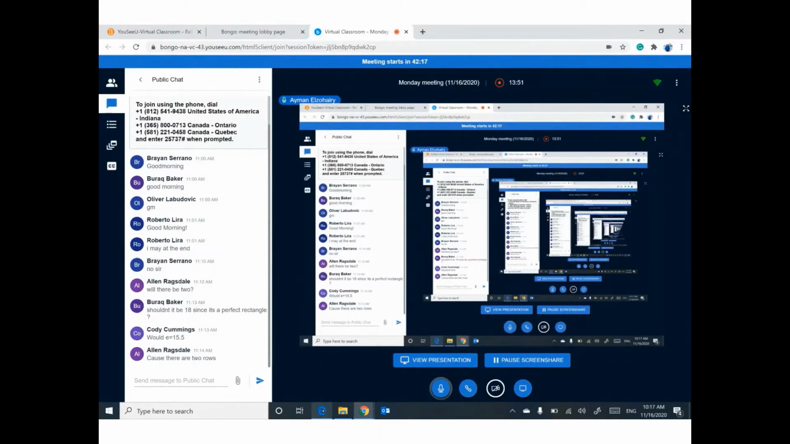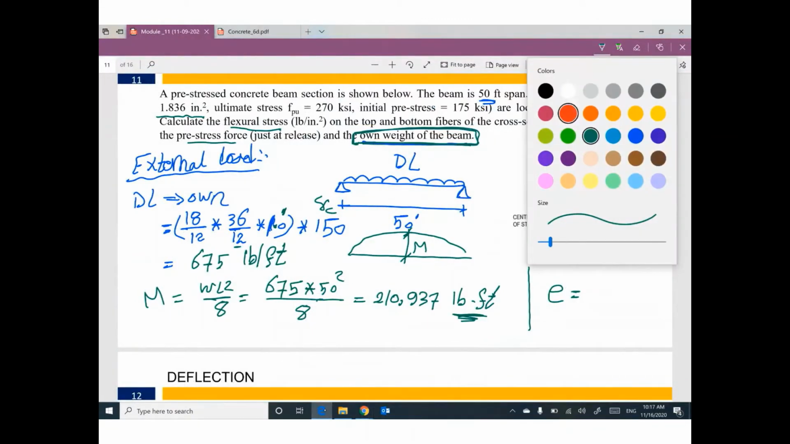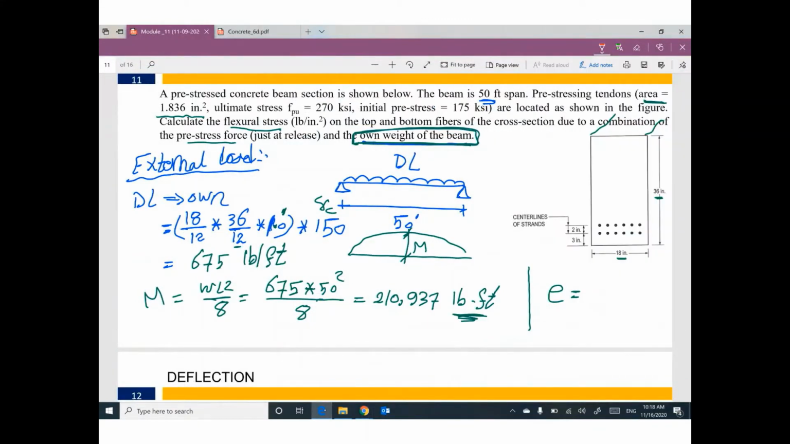Yes, we have 2 rows. Then the centroid of these tendons will be at this location, which is at a vertical distance from the bottom equal 4 inch. 3 plus 1.